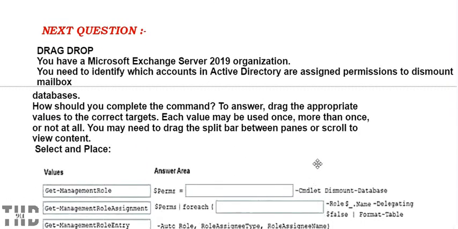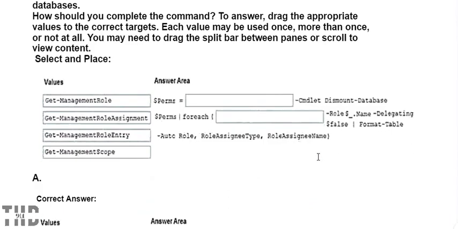Next, you have a Microsoft Exchange Server 2019 organization. You need to identify which accounts in Active Directory are assigned permissions to dismount mailbox databases. How should you complete the command? To answer, select the appropriate options. Values from the correct targets. Each value may be used once, more than once, or not at all. You need to drag the split bar between the panes and scroll to view the content.